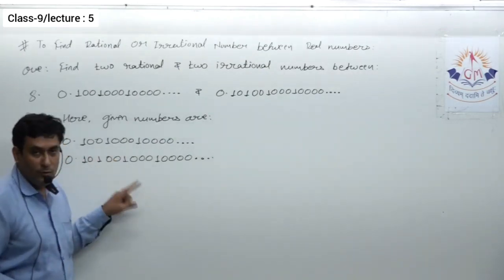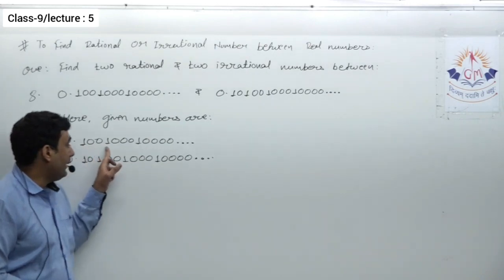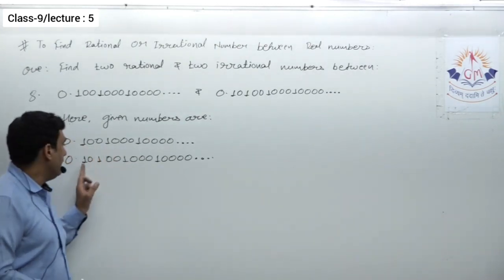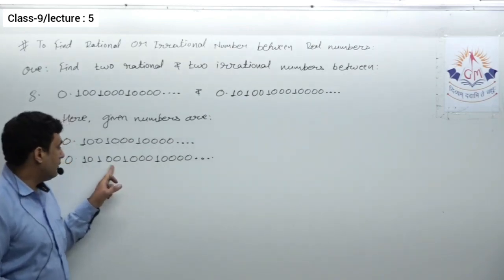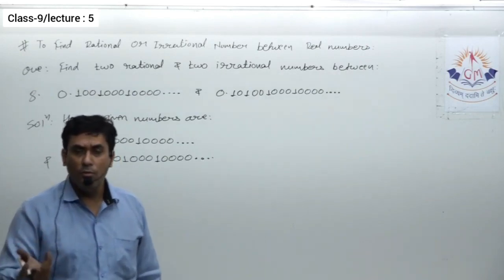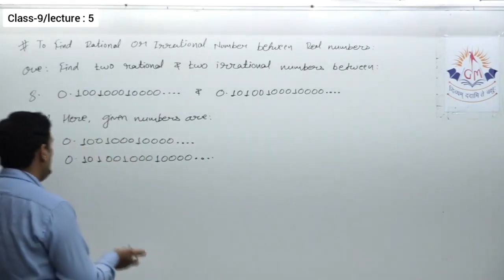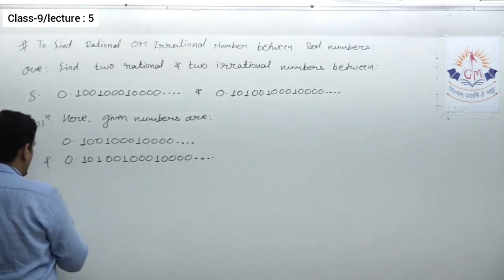That means I have to take one more digit. So if I take one more digit, here I can say I have 1001, and here I have 1010. Yes, so here definitely it is possible to write one or two rational numbers, and after getting the rational numbers we can find irrational numbers.